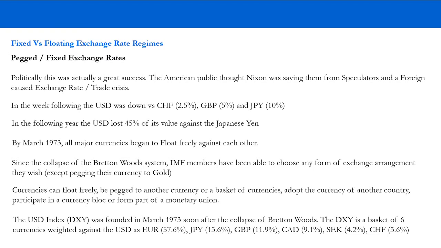So what the DXY looks like today. The dollar index is a basket of 6 currencies weighted against the US dollar. And today, that is the euro with a 57.6% weighting, the Japanese yen with a 13.6% weighting, the pound with just under 12% weighting, Canadian dollar at 9% weighting, Swedish krona at 4.2% weighting, and the Swiss franc at 3.6% weighting.